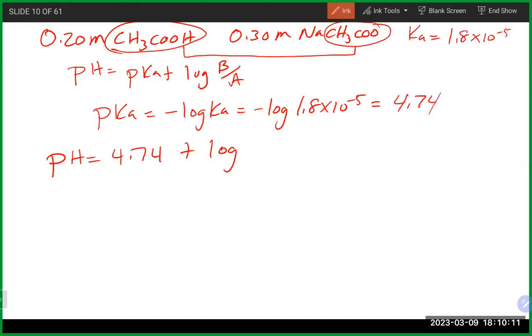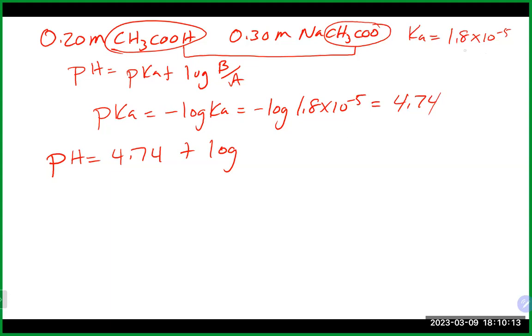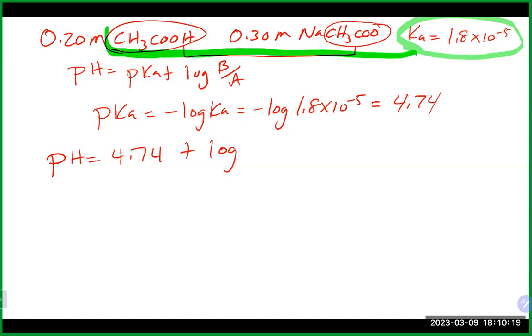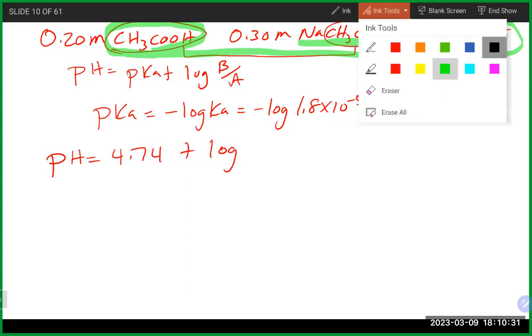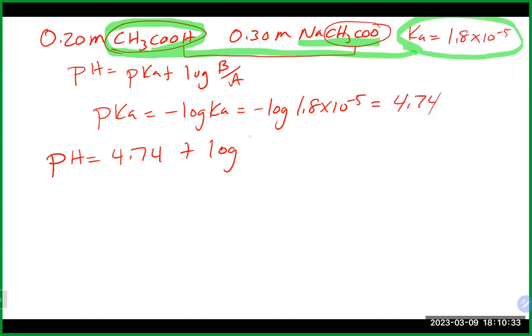That's not a trick question. Which one is the base? The Ka value goes with which thing? The one that's called acetic acid. That would be the acid, which means the one that has one less hydrogen would be the base. So that one should go up on top. The sodium acetate, which is the base, should go up on top.